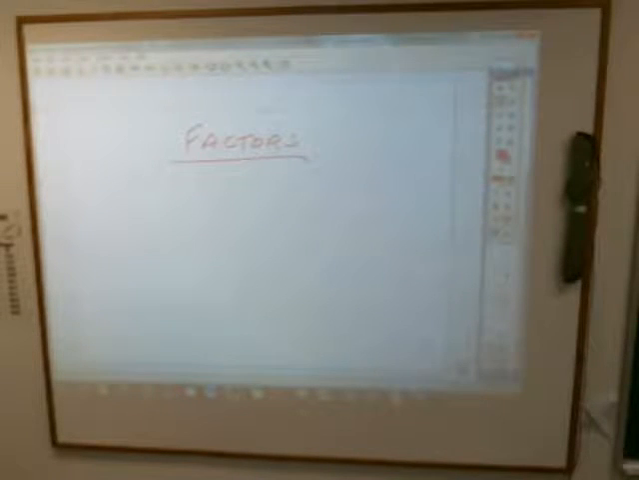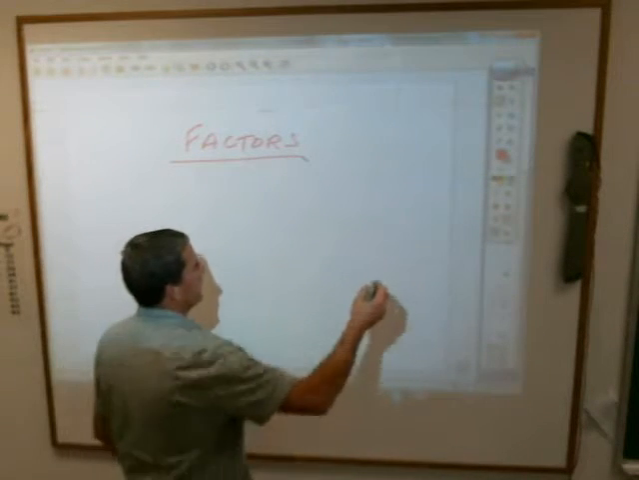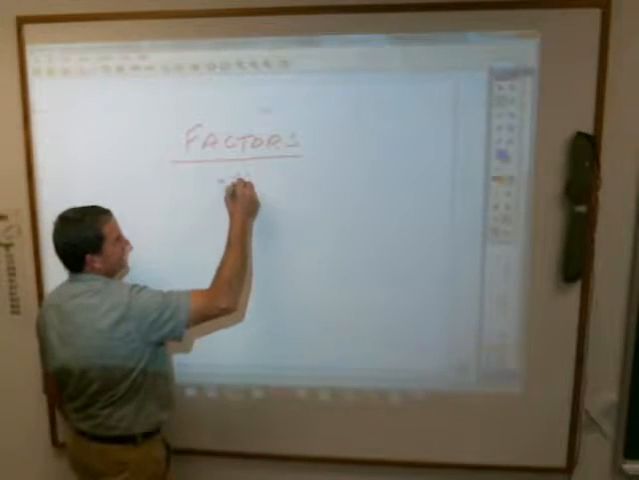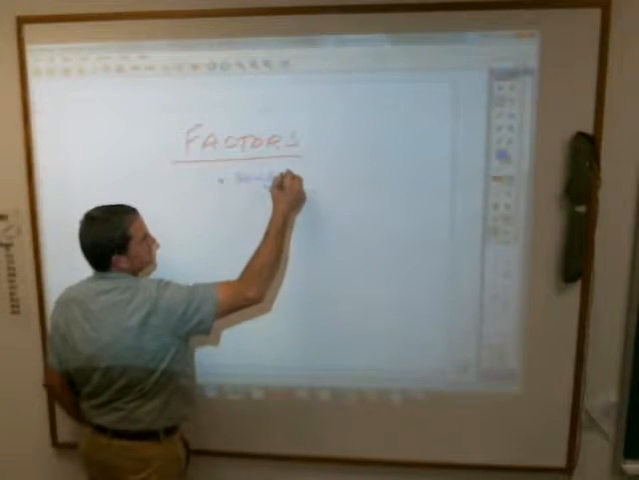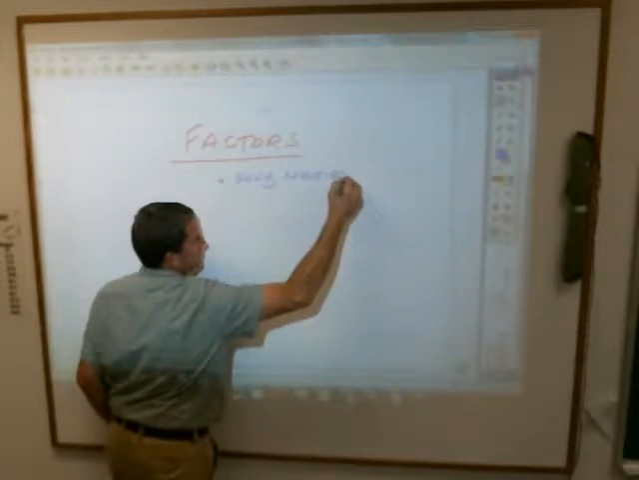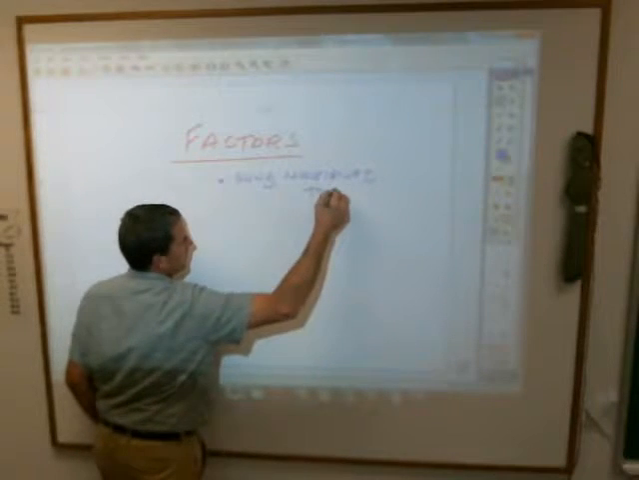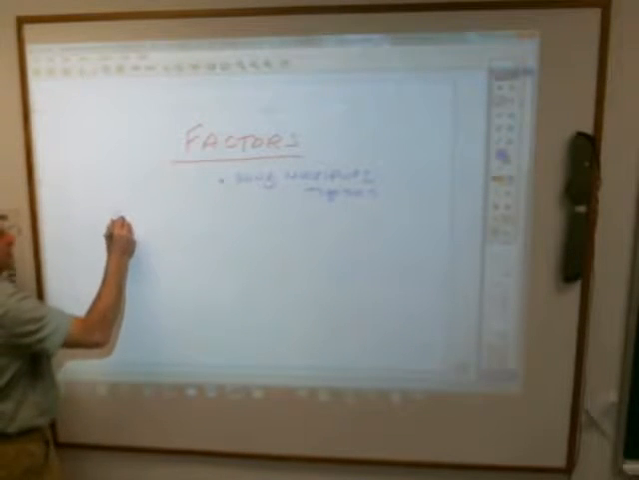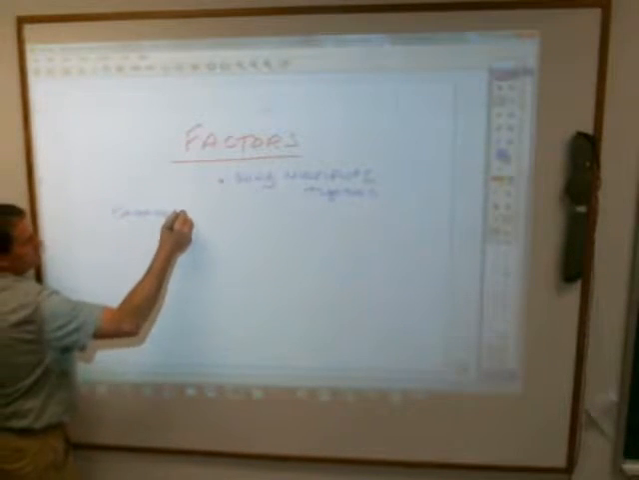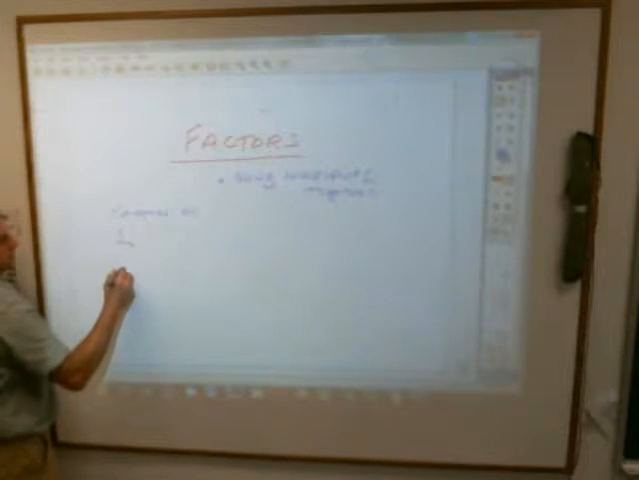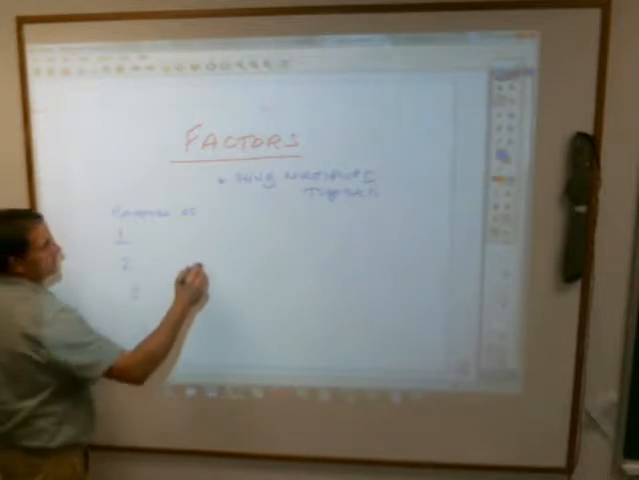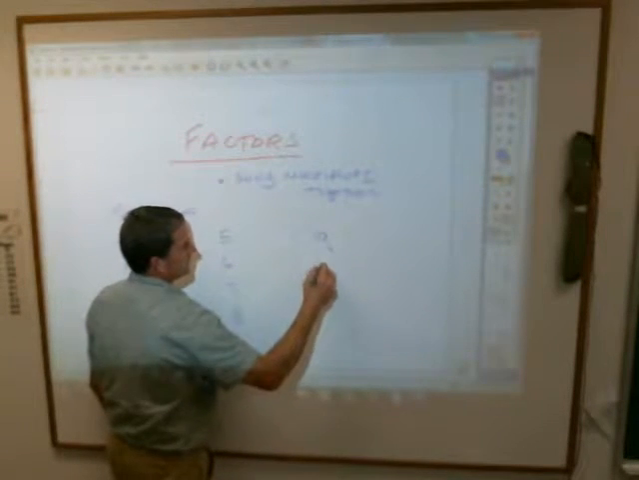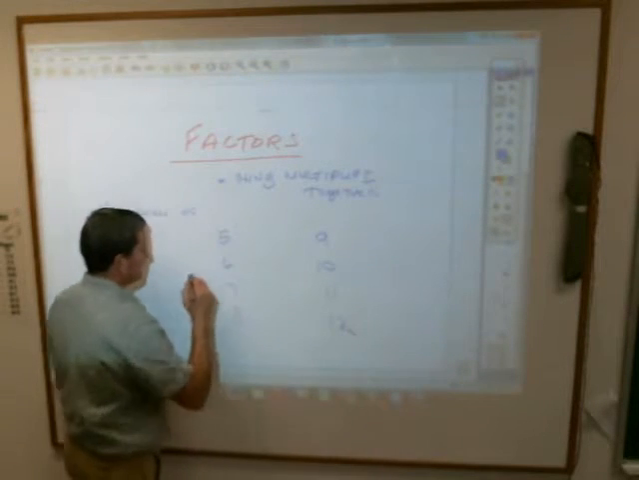If you remember, we talked about factors before. Factors are things that get multiplied together. And we will do some examples of that. Factors of, let's see, 1, 2, 3, 4, 5, 6, 7, 8, 9, 10, 11, 12.